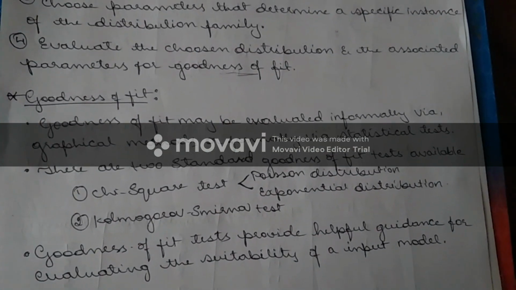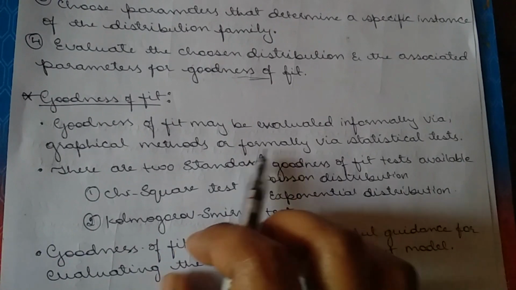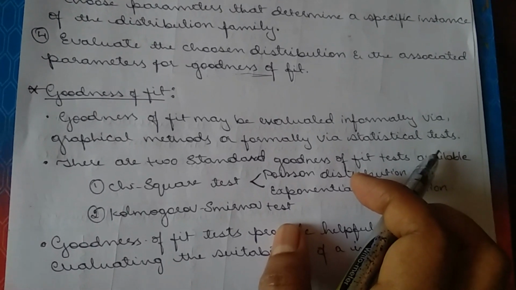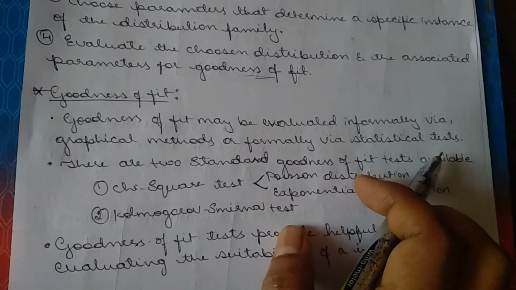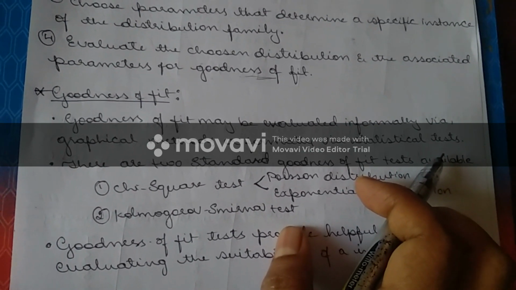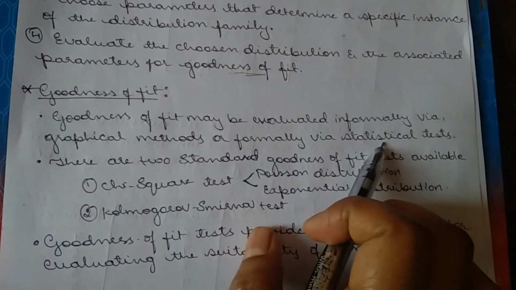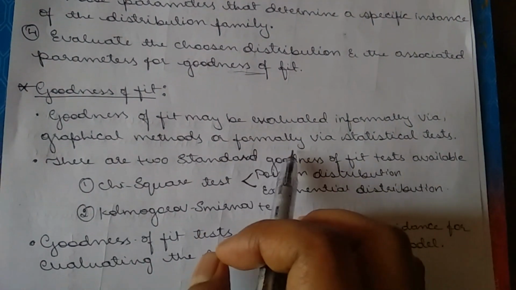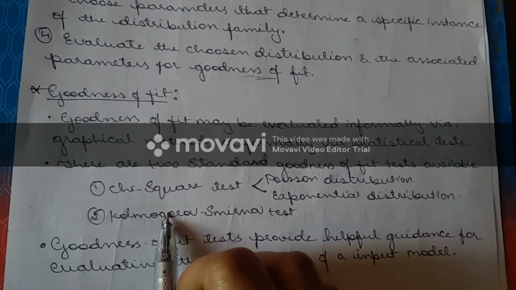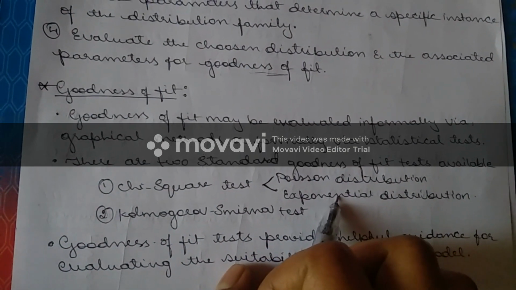What is this goodness of fit? Goodness of fit may be evaluated informally via graphical methods or formally via statistical tests. Statistical tests are what we have already studied: inverse transform technique, acceptance and rejection technique, chi-square test, KS test, that is the Kolmogorov-Smirnov test. All those things we have studied. Those are statistical tests. Here we will do it formally, not informally, using the statistical test. The 2 standard statistical tests we use for goodness of fit are the chi-square test and the Kolmogorov-Smirnov test. This is very important. In chi-square we'll test with the Poisson distribution and the exponential distribution.